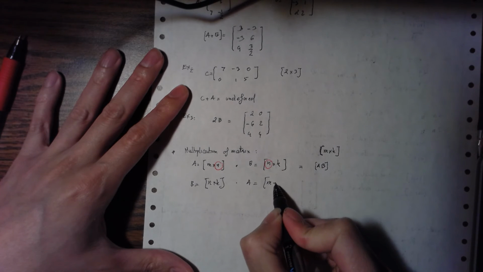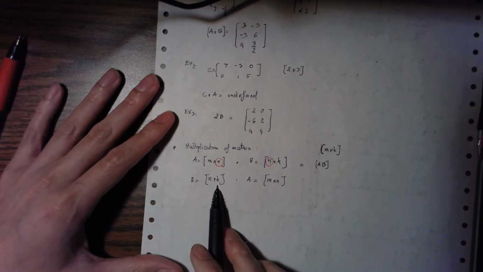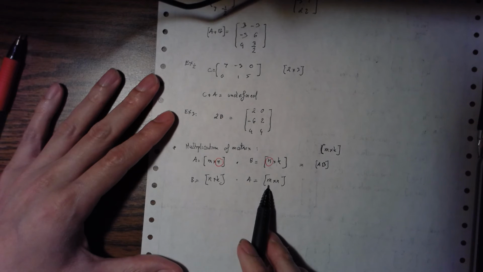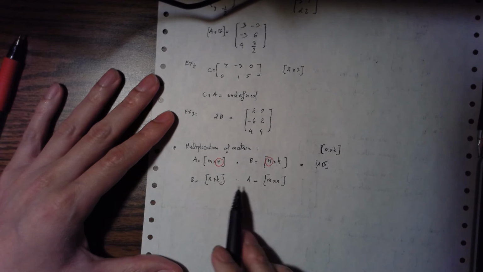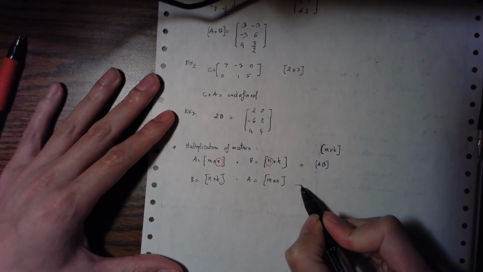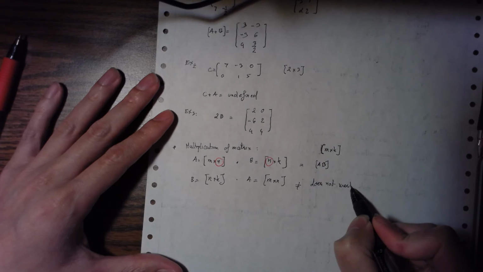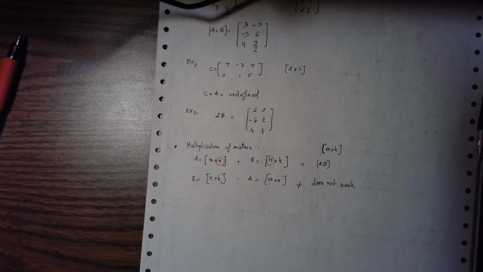what do you see? The number of columns here is k, and the number of rows here is m. It is not the same. So if I multiply this, it does not work. You can't. So for matrices, we don't have the commutative property. We're going to talk about the commutative property and when it fails when we cover all the properties soon after this example.